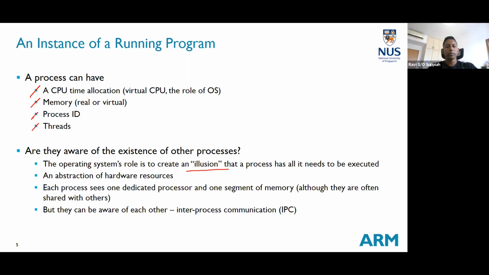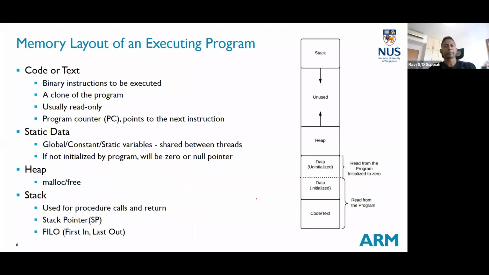But at the same time, we also have the ability to allow inter-process communication. So one task can talk to another task to share information, to synchronize, and so on. These are also things we will look at.